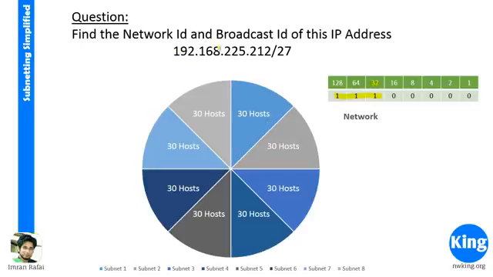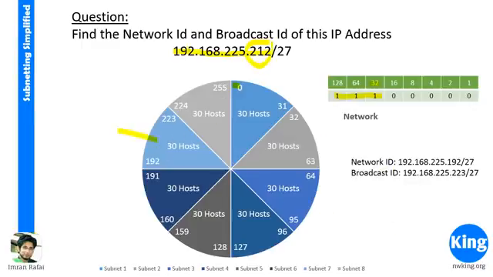We start at 192.168.225.0 as your network ID of the first subnet, and keep adding 32. So 0, 32, 64, 96, 128, 160, 192, 224. That's your network ID. How do you get the broadcast ID? 31, 63, 95, 127, 159, 191, 223. Now, where does this IP address come? 192.168.225.212. Each of these numbers represents the last octet, so 212 comes here.